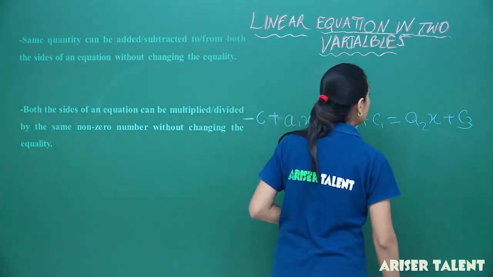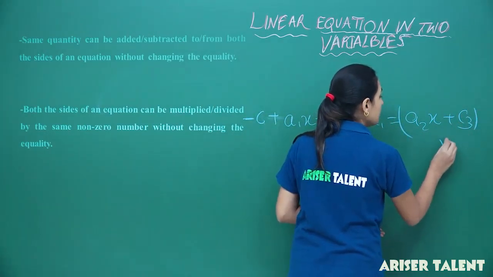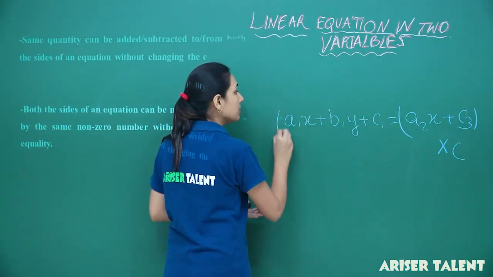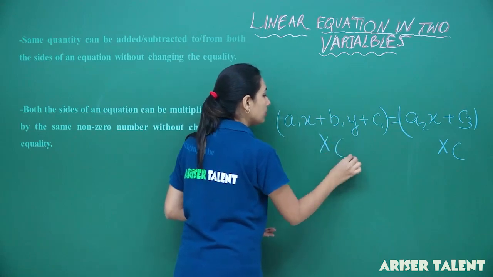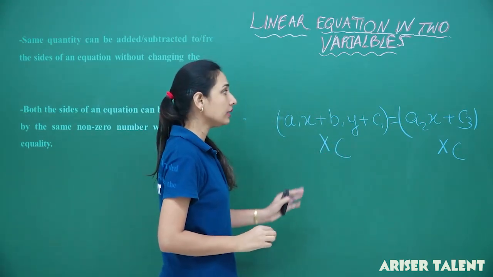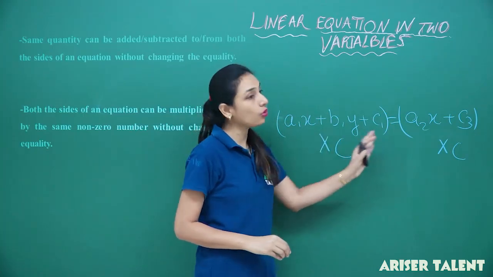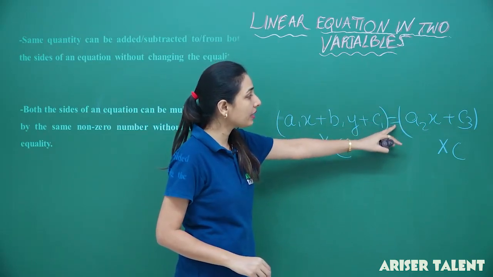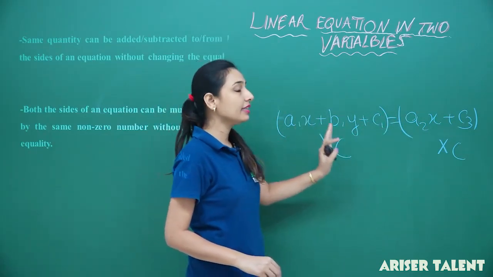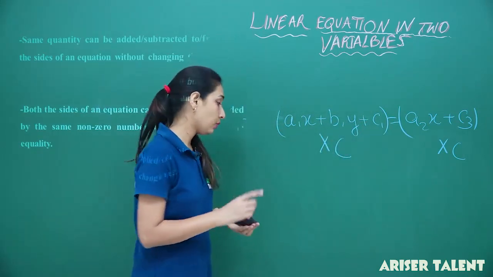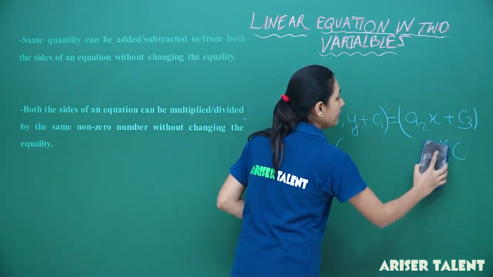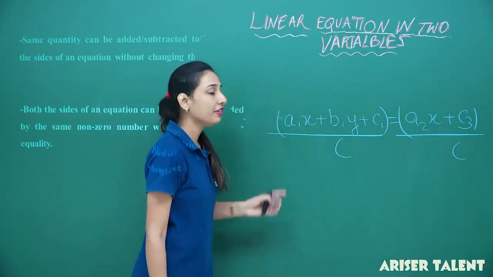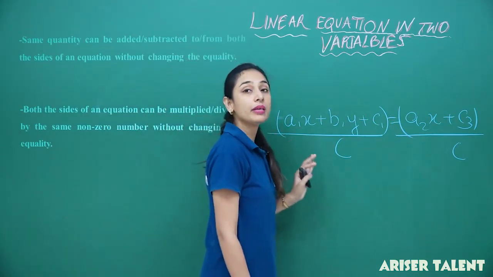Now, if I multiply both sides with any constant c, then this equation will not change. That means the equal sign represents that LHS and RHS are equal, and that will remain the same. If I divide them both by the same number, then that will also remain the same.